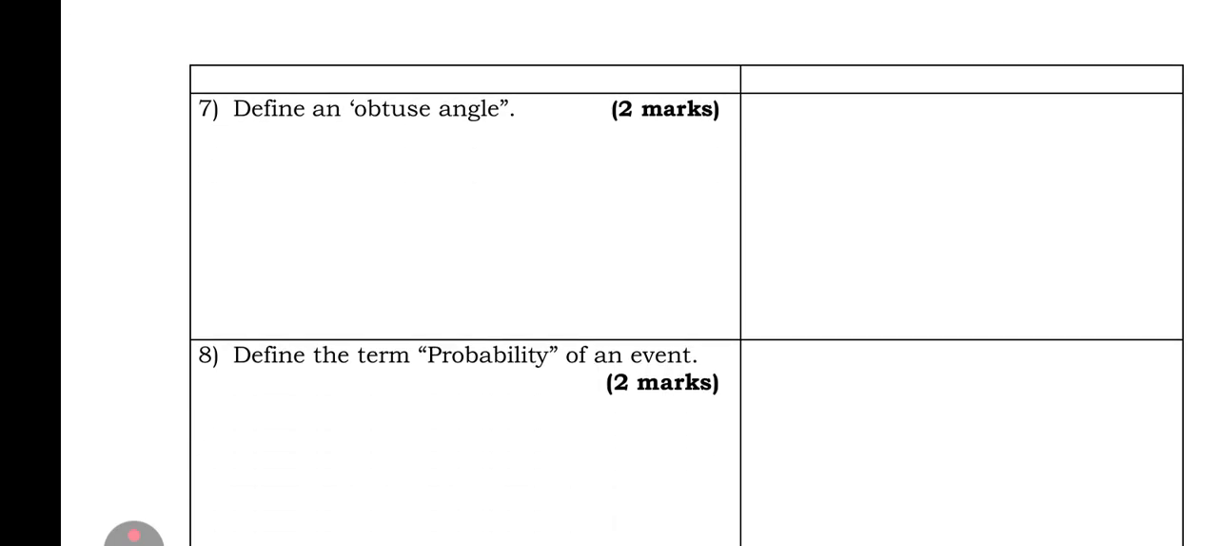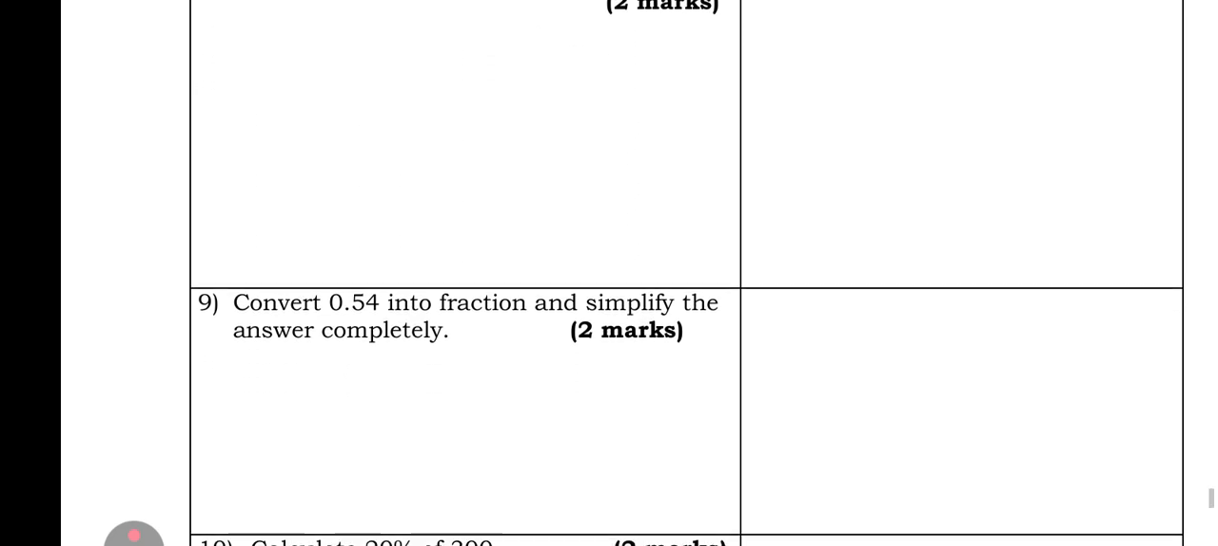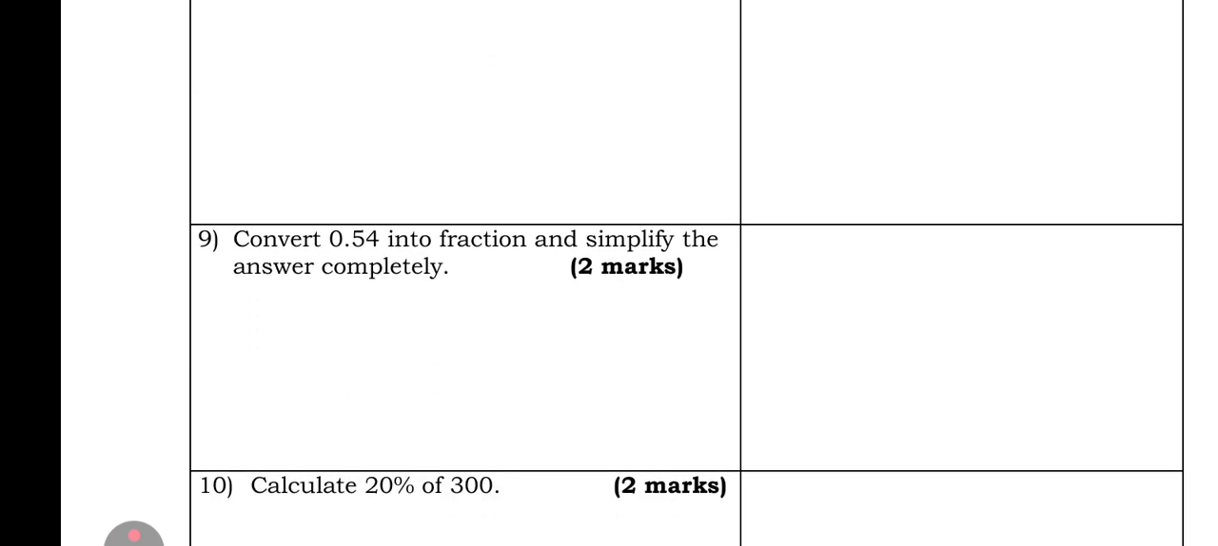Number 7 is all about the definition of an obtuse angle. What is it? Define the term probability of an event. So this is to convert 0.54 into a fraction, simplify, and provide the answer completely. It's all about calculating a percentage of 300. Very easy. Just take 20 over 100 times 300, and then you cancel the zeros to see the remaining answer.